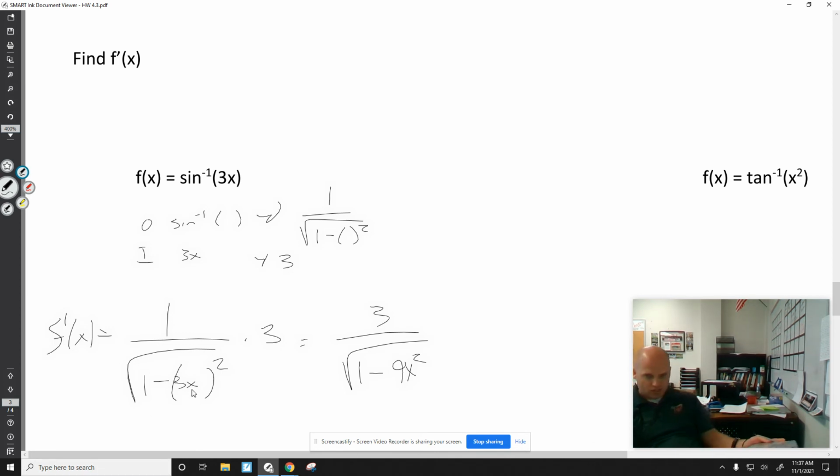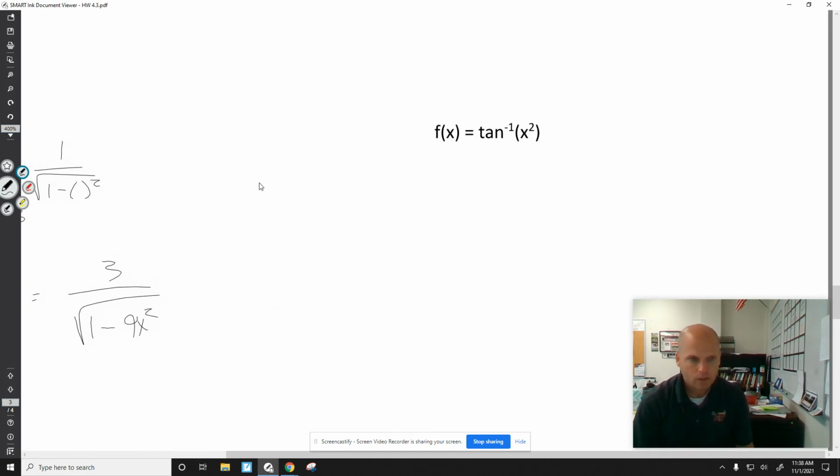Usually when I plug things in, I don't square because it's just an extra step of simplification. And if I had to find f prime of, say, 1/3, I would just plug in 1/3. It'd be easy. So this is another O and I. O is the tan inverse, arctangent. I is x squared. If I had parentheses, it's 1 over 1 plus parentheses squared. Derivative of x squared, 2x.